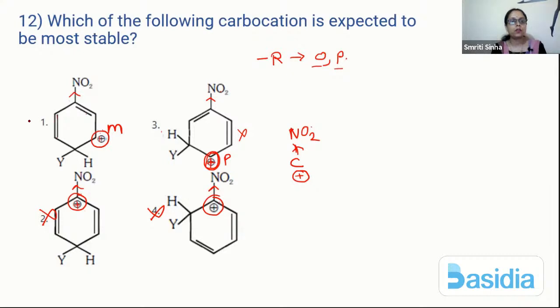Now you are left with only the first option, as the positive charge is present at meta. So this nitro group is not going to affect this meta position at all, and this positive charge will be well stabilized over here rather than on para or on the carbon where nitro is already present.